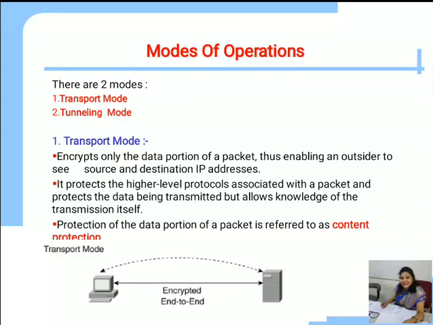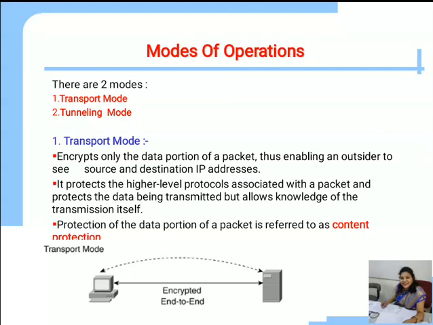There are two modes of IPsec, as I told you, transport mode and tunnel mode. Let us see each mode in detail. First we will start with the transport mode. In transport mode, it encrypts only the data portion of the packet, thus enabling an outsider to see the source and destination IP. As I told you, in transport mode, we only secure the data, not the original IP header. The IP header contains the source and destination IP address. But in tunnel mode, we secure both.